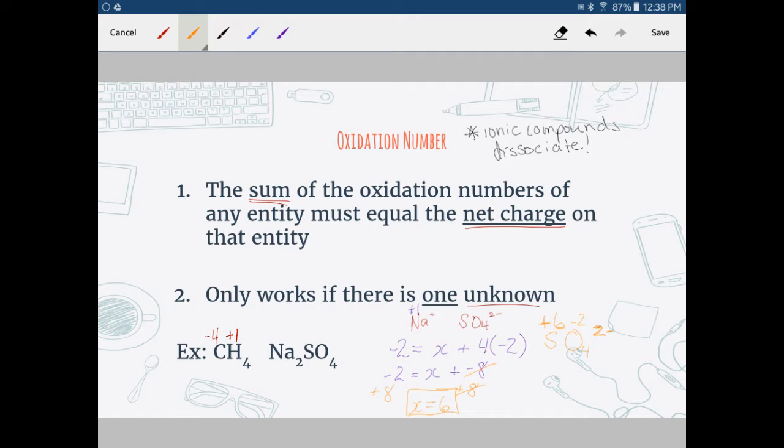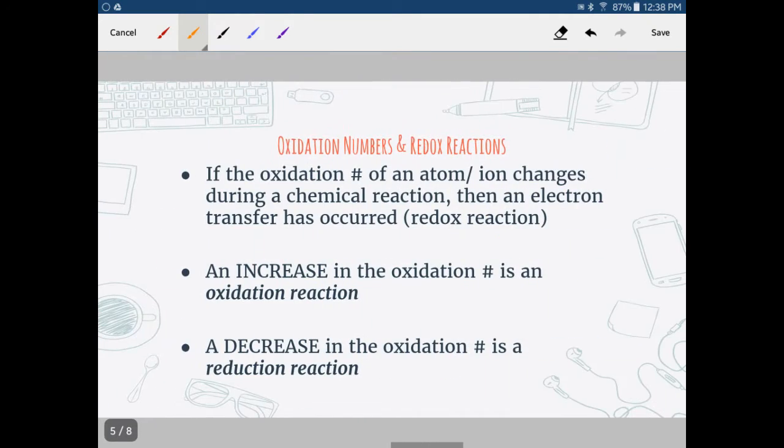Now that you have the idea of how to determine oxidation number, we're going to look at what this means in terms of a redox reaction. Oxidation number shows how electrons affect an entity in a redox reaction. If other atoms present have a stronger electronegativity, there's potential for electrons to be pulled or moved between entities. So if the oxidation number of an atom or ion changes during a chemical reaction, then an electron transfer has occurred, or a redox reaction has occurred.